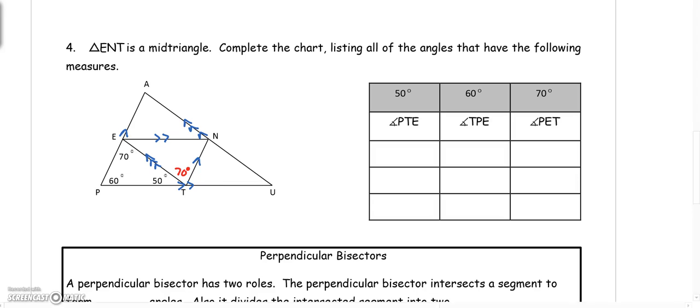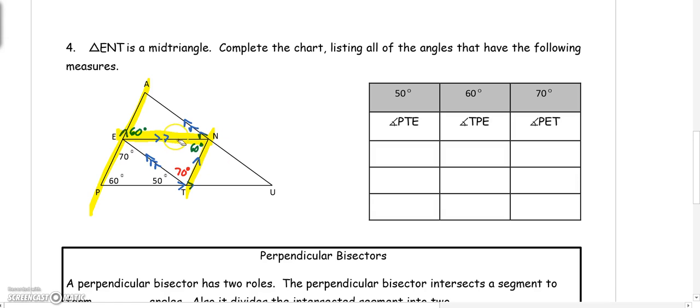Another thing that we can do is we can use EN and PU. AP will serve as my transversal, which means that's 60 degrees, and the angle right here by E are corresponding angles, which means they have the same measure. Then just changing one of my lines back to NT, I can use alternate interior angles again. So if 60 degrees is here, it's also on the inside of this triangle.